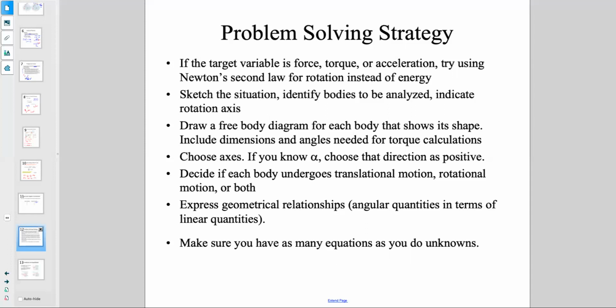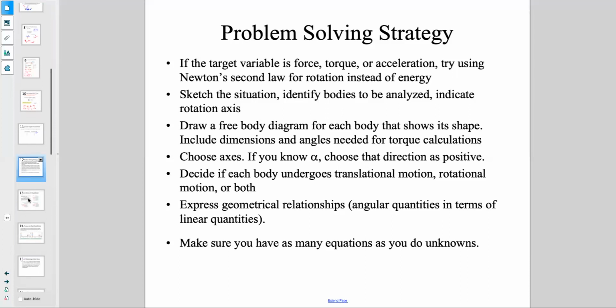Fourth, choose an axis. If you know alpha, choose that direction as positive, so the direction of motion, or the direction of alpha, to be positive. Decide if each body undergoes translational motion, rotational motion, or both. It depends on the problem. Express geometrical relationships, angular quantities in terms of linear quantities. And the last one is make sure you have as many equations as you do unknowns. So if you have 3 unknowns, you need 3 equations at the minimum.